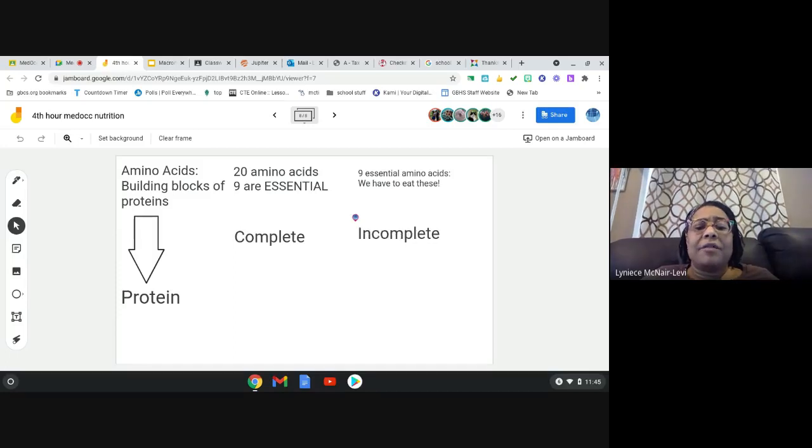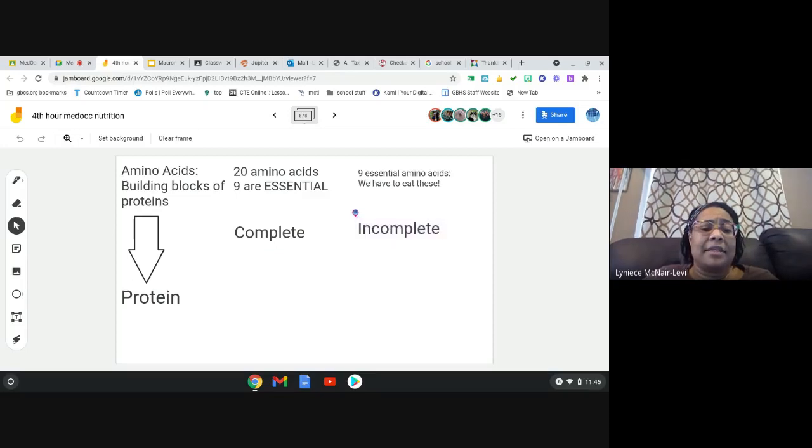When we're talking about complete proteins, the reason they're complete is because they contain all 9 essential amino acids. They give you everything you need. It's not that big of a deal. But the incomplete ones are incomplete because you don't get all the amino acids. You might get most or some of them, but not all of them. So you have to get them somewhere else, or have a variety of foods.